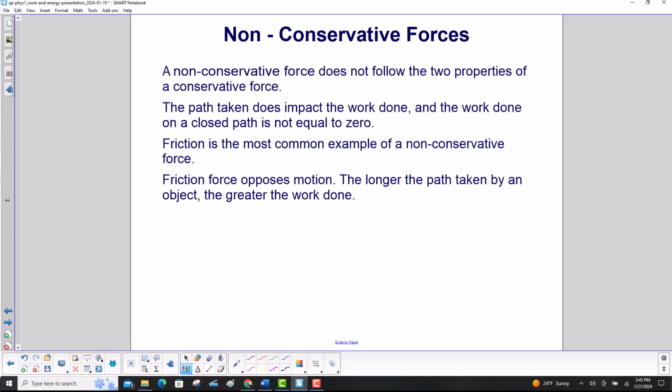So what would a non-conservative force be? Well, it does not follow the two properties of a conservative force. The path taken does impact the work done, and the work done on a closed path is not equal to zero. Friction is the most common example of a non-conservative force. Friction force opposes motion. The longer the path taken by an object, the greater the work done by the friction.